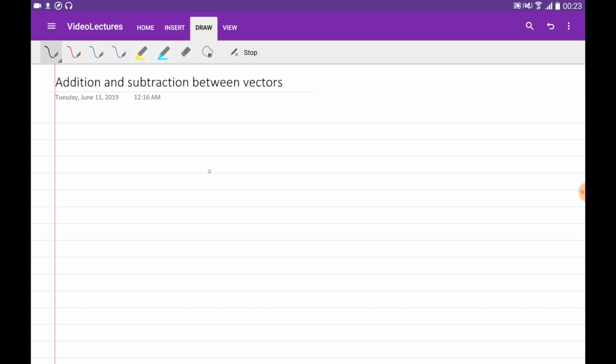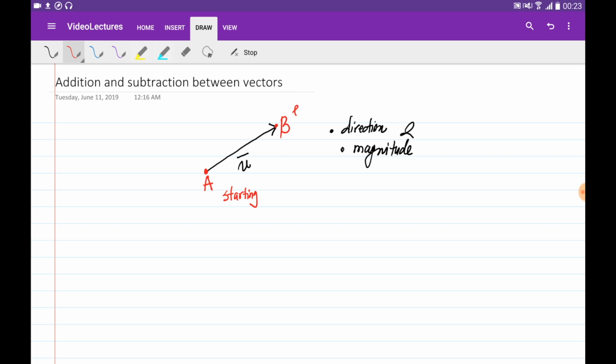A vector is an object which has direction and magnitude. We can denote vectors with small Latin letters like this, and at the same time we can denote vectors using two points, A and B. Our A point is going to be called the starting point, and B is the ending point.